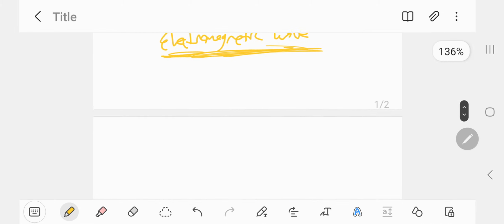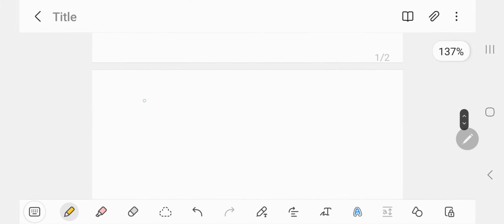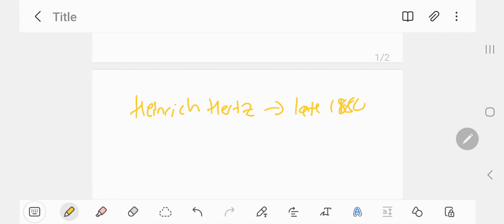Now, following Maxwell's discovery, well, they're all brilliant, these guys, the amazing work that they've done. If I go back up here. A German physicist named Heinrich Hertz, in the late 1880s, okay, so almost 20 years later, he proved experimentally the existence of what are called radio waves.